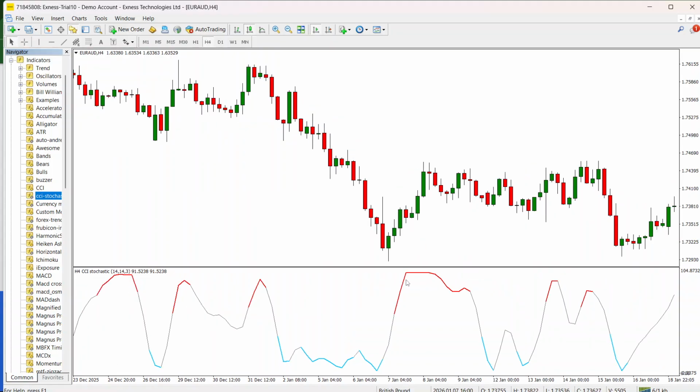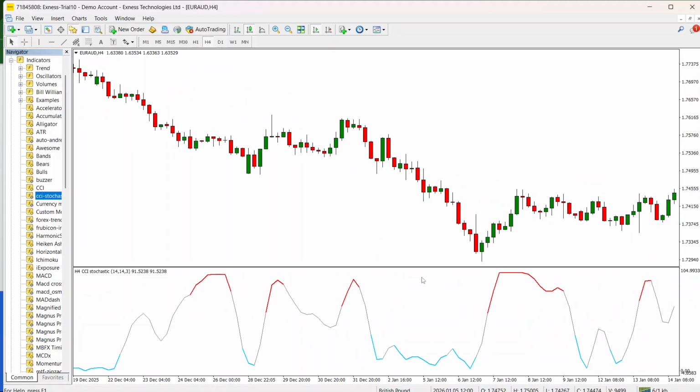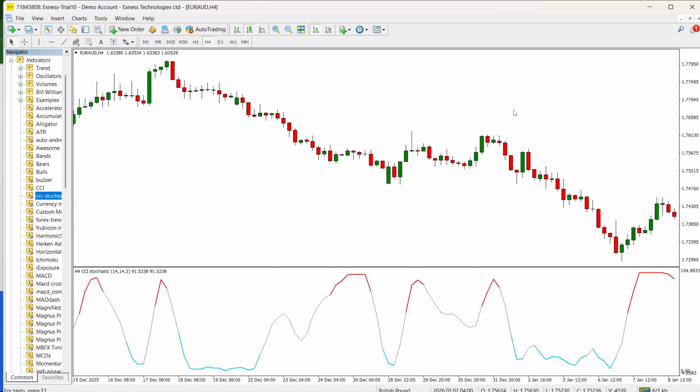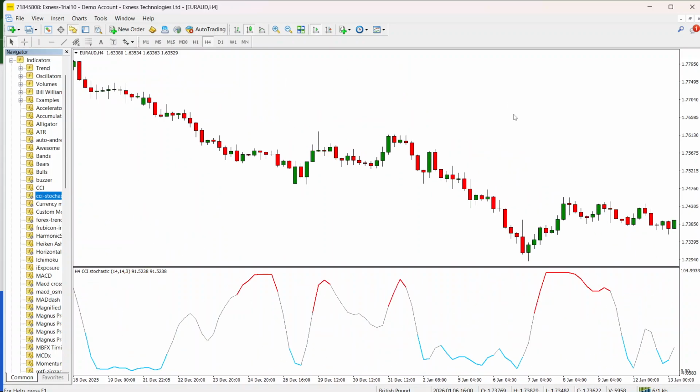As you can see on the chart here, this is an oversold condition, while here is an overbought condition. We show the retracement in both situations.